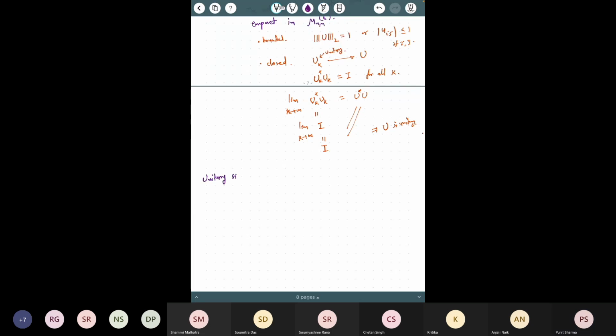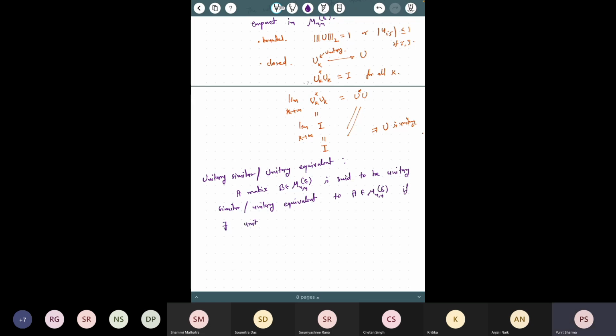A matrix B is said to be unitarily similar, or you can say unitarily equivalent, both are the same, to a matrix A if there exists a unitary matrix U of the same size such that B is equal to U star A U. So if A is similar to B via a unitary matrix, then they are called unitarily similar, or unitarily equivalent.